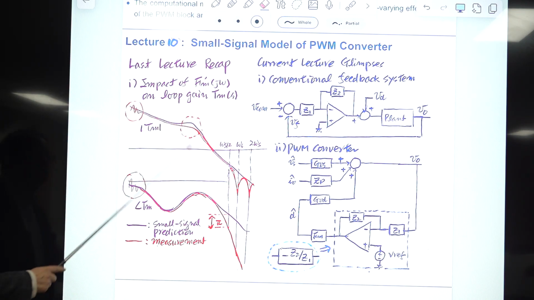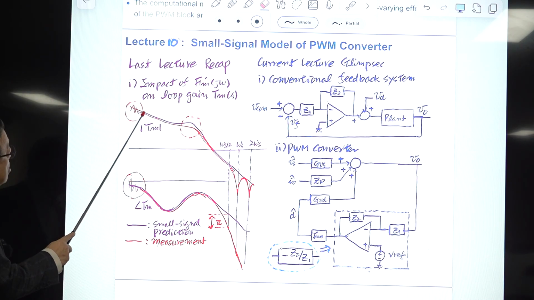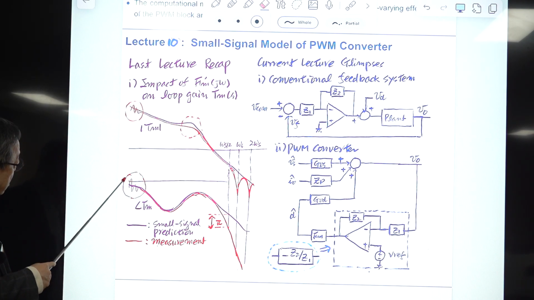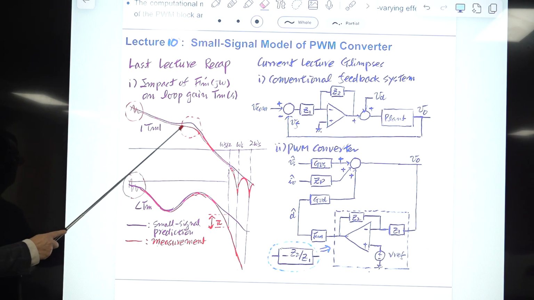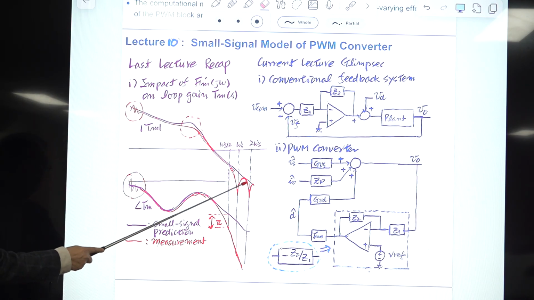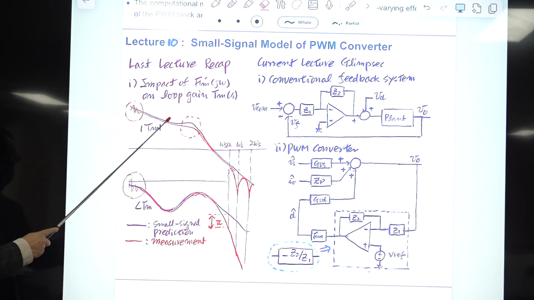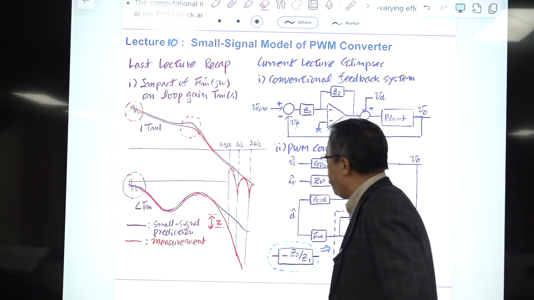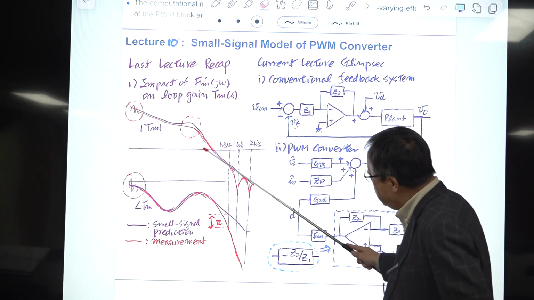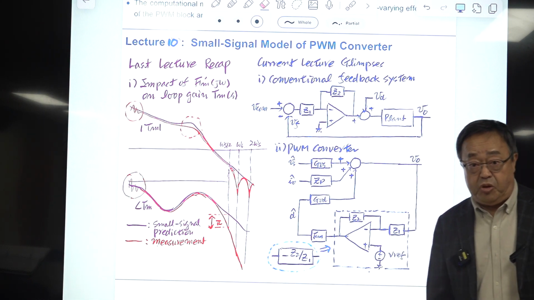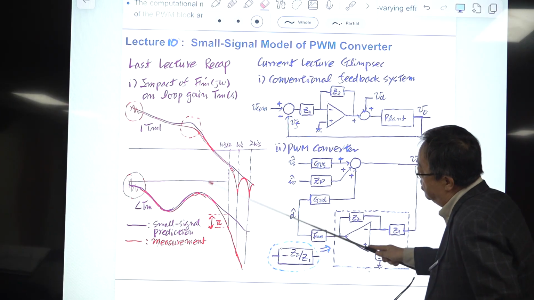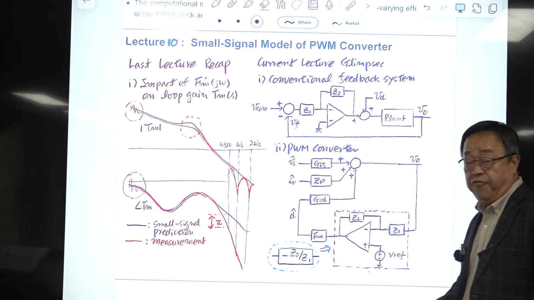The purple color is the theoretical prediction of the small signal model you will see in the textbook. The red curve is the actual measurement, or actual simulation based on the time domain computational method, for the magnitude curve and phase curve, and also the prediction of Dr. Middlebrook's paper. So there are some differences here, and big differences at high frequencies.